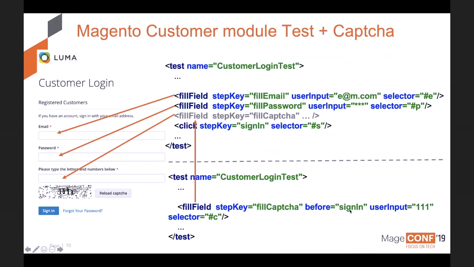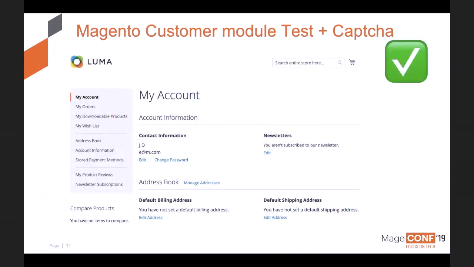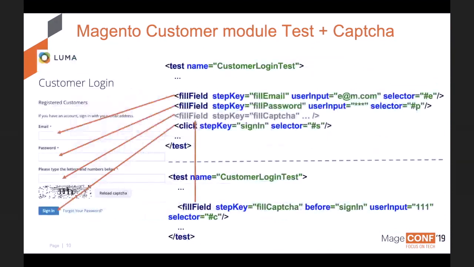This reference is where our step keys are very important. We reference a step key because this is our unique identifier. Magic will happen. It will go and fill the CAPTCHA field, click the sign in button, and obviously the test will pass. So that's how merging works and how you can extend your test with MFTF.